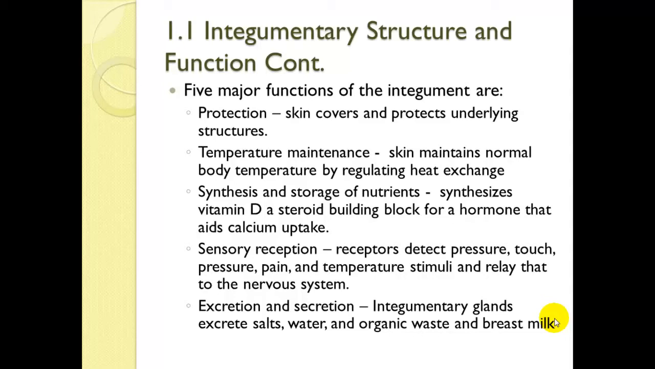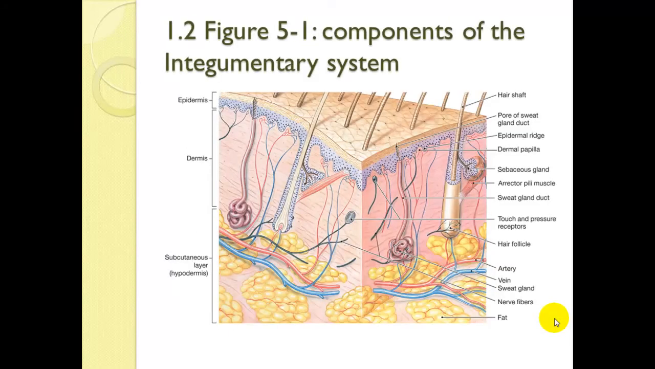Sensory reception. Receptors detect pressure, touch, pain, and temperature stimuli that relate to the nervous system. So obviously you have nerve endings in your skin, and as you touch things and feel them, you can feel the pressure, the temperature, if it actually caused pain, and so on. Excretion and secretion. Integument glands excrete salts, water, organic waste, and breast milk.